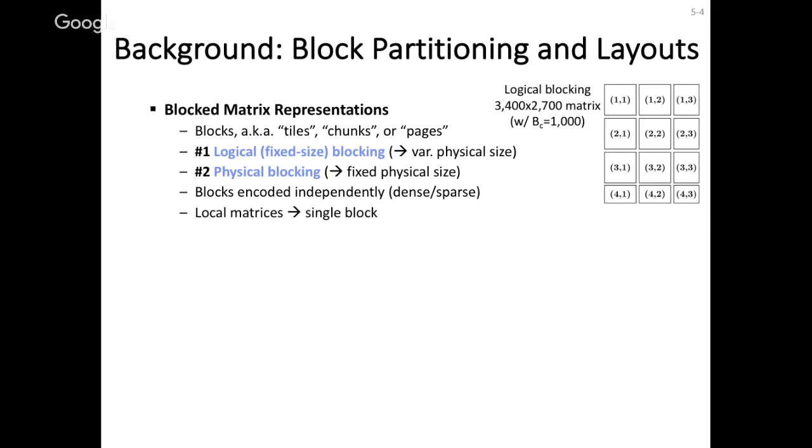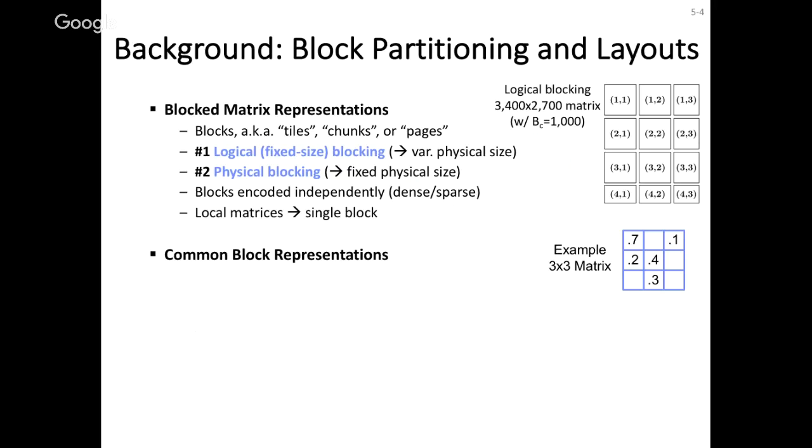Now, just to give you a background of how matrices are usually partitioned and their layouts. Usually we have blocked matrix representations, which are also called tiles, chunks, or pages. Either people use logical blocking, where you have a logical fixed size, which leads to physical variable size, or physical blocking, where you try to have similar physical sizes, but this greatly makes the joint processing in distributed environments more complicated.